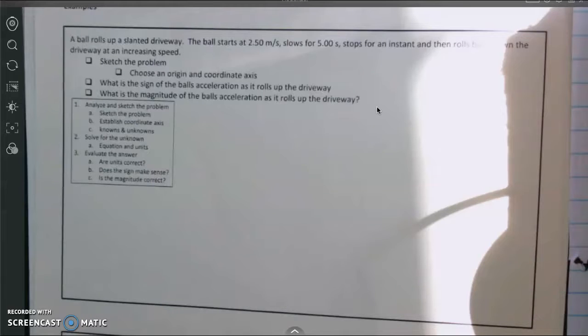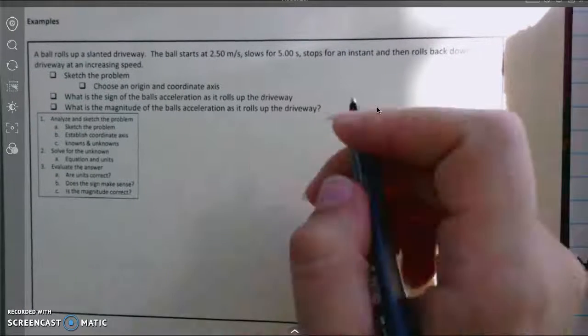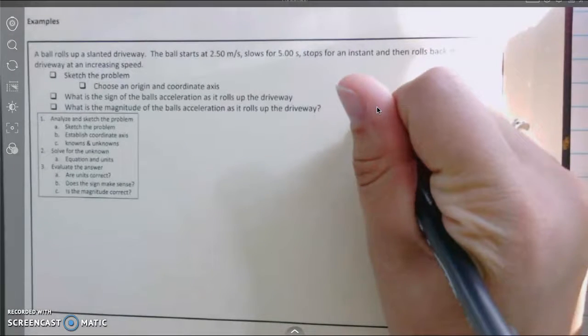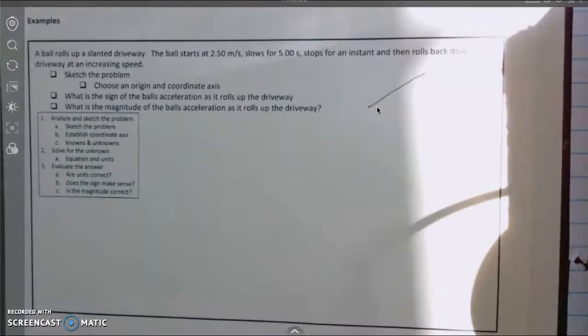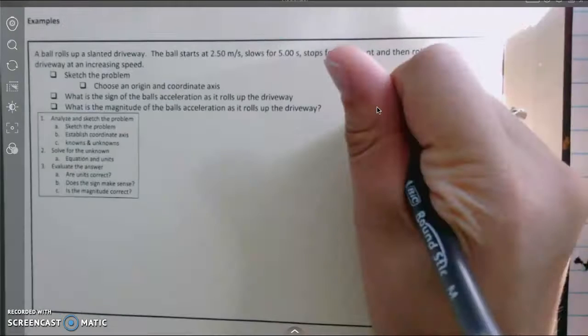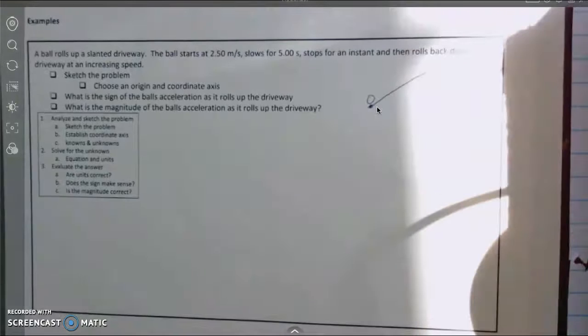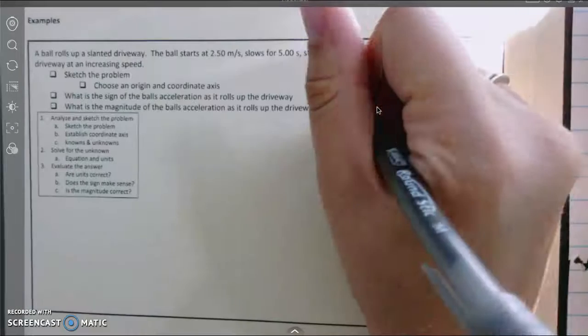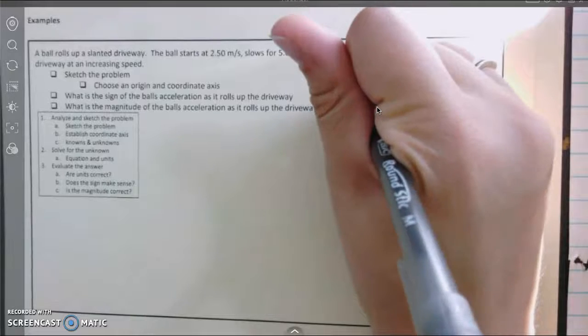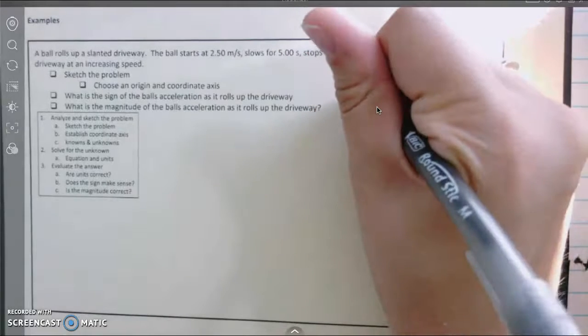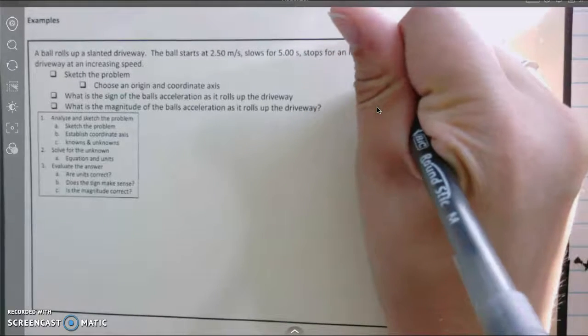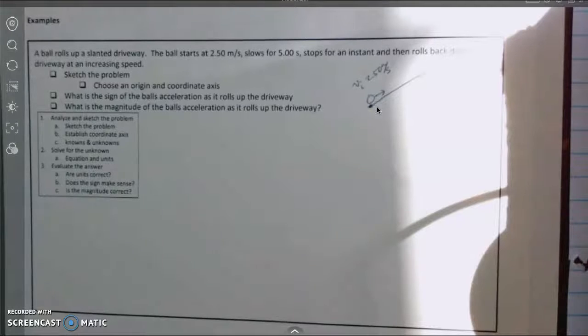So the first thing we're needing to do is sketch the problem. Okay, so sorry for the sun glare here. We have our incline. We have a ball, let's say the bottom of our driveway here, we're going to call that our 0, 0, our origin. And we're going with some initial positive velocity of 2.50 meters per second up this incline.